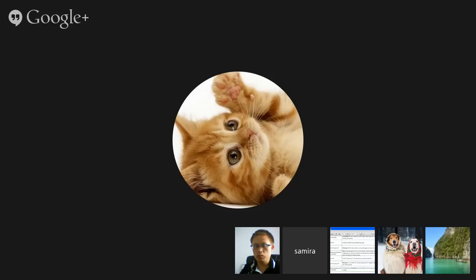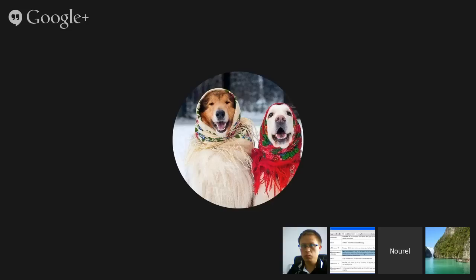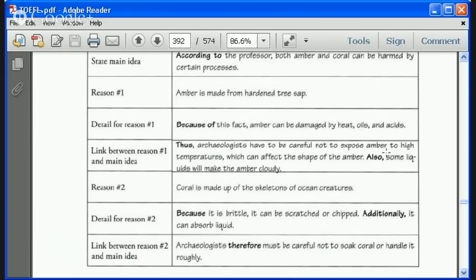So look at this sentence. Thus, archaeologists have to be careful not to expose amber to high temperatures, which can affect the shape of the amber. Also, some liquids will make the amber cloudy. They say liquids instead of chemicals, but okay.